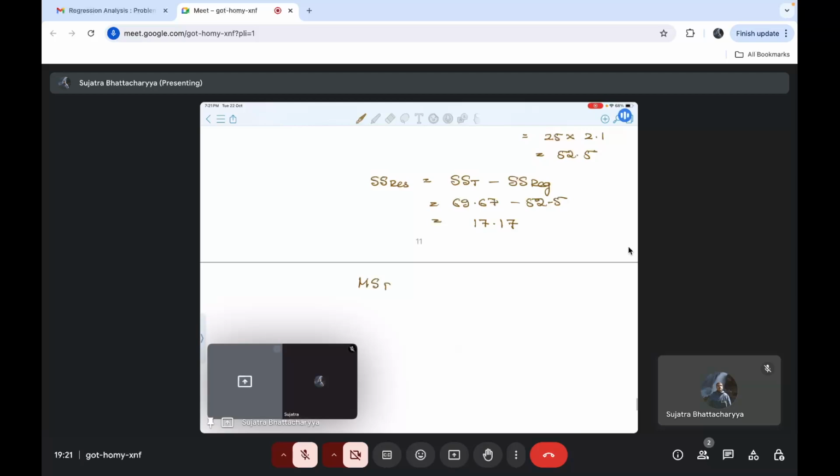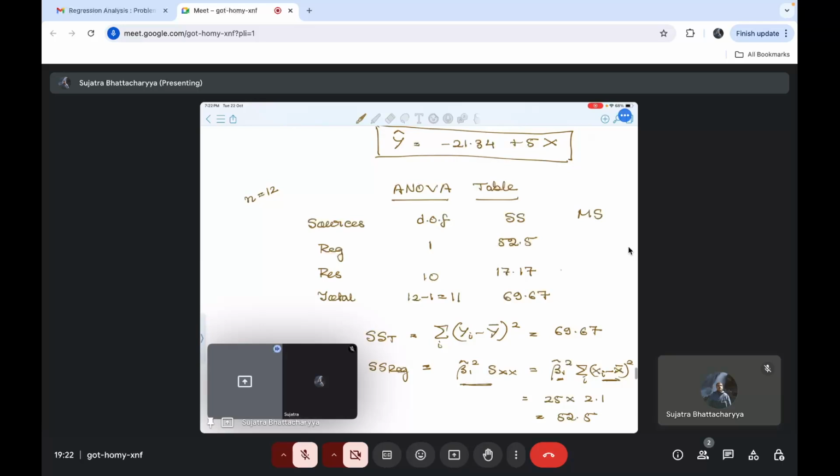Now what is the MS residual, mean square residual? As per the definition, MS residual is SS residual divided by the residual degrees of freedom, which we have found out to be 10. So it is 17.17 divided by 10, which is 1.717. So you can write it here, 1.717. What about this? 52.5 only. Why? Because 1 degree of freedom. That's all.